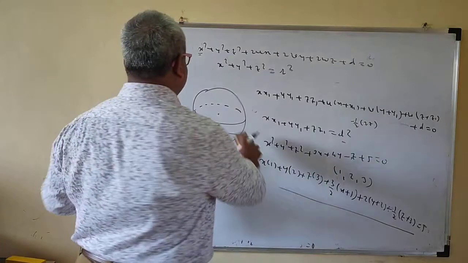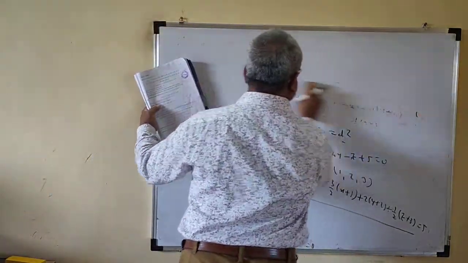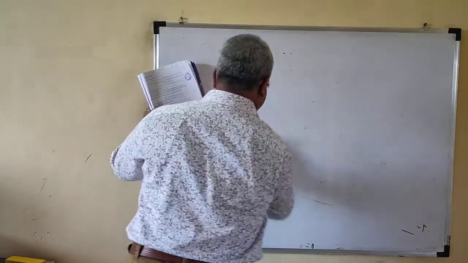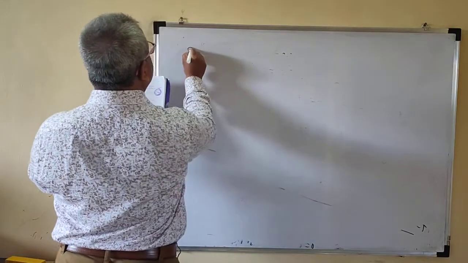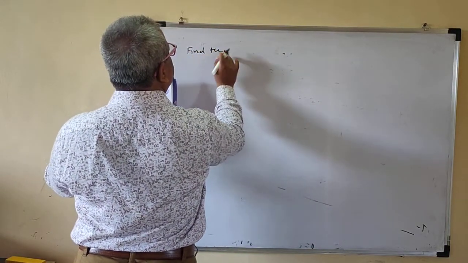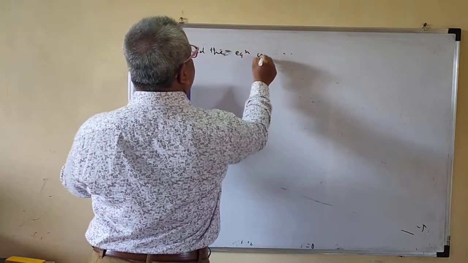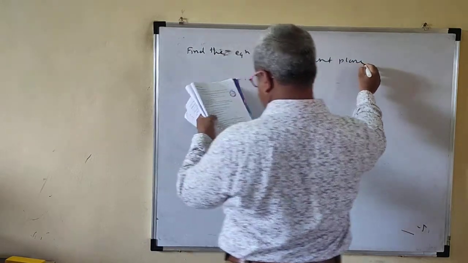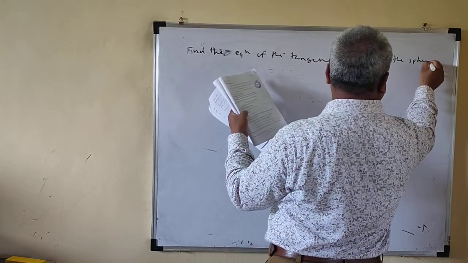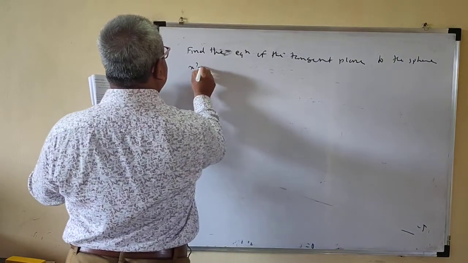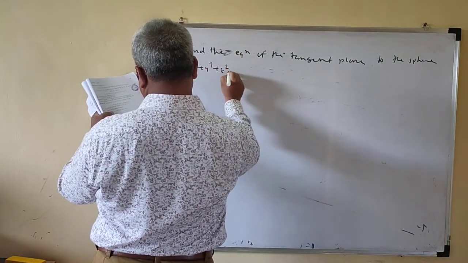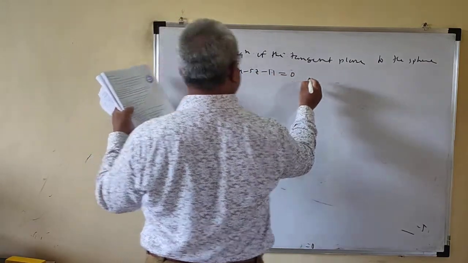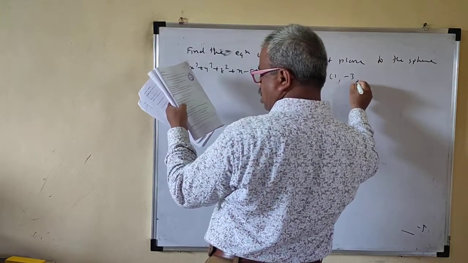Okay, so we'll do this example. Find the equation of the tangent plane to the sphere x square plus y square plus z square plus x minus 5z minus 11 is equal to 0 at the point 1, minus 3, 5.